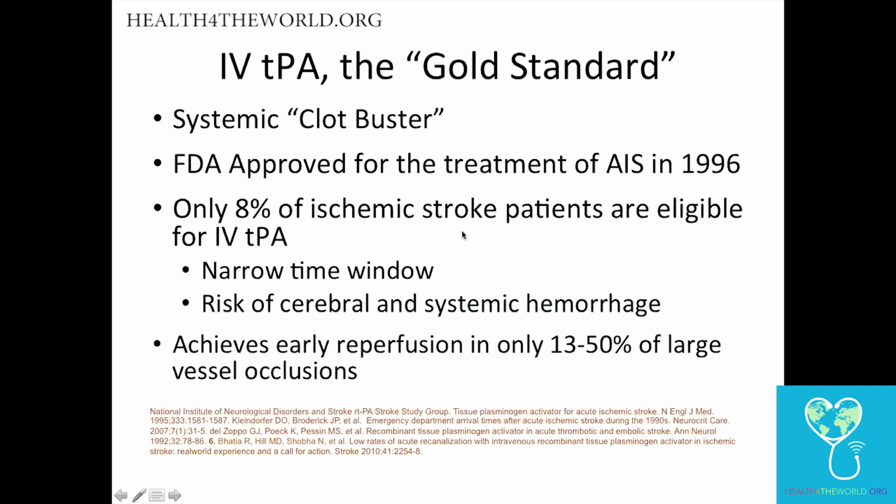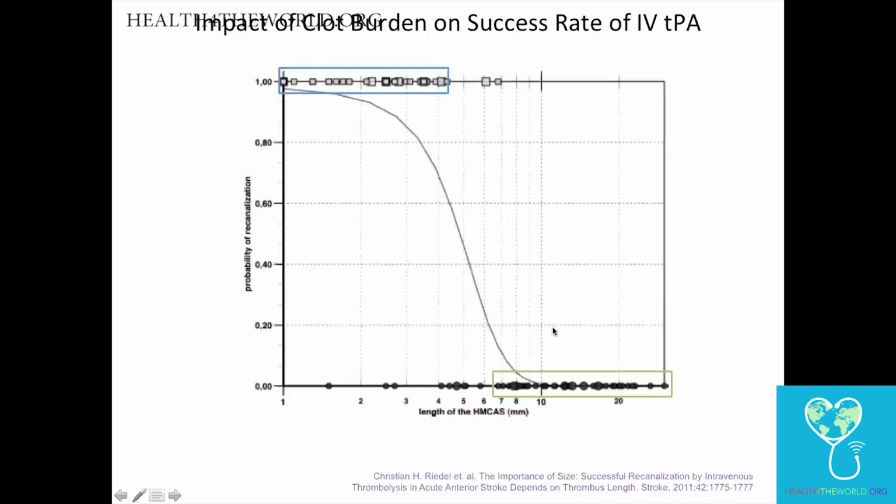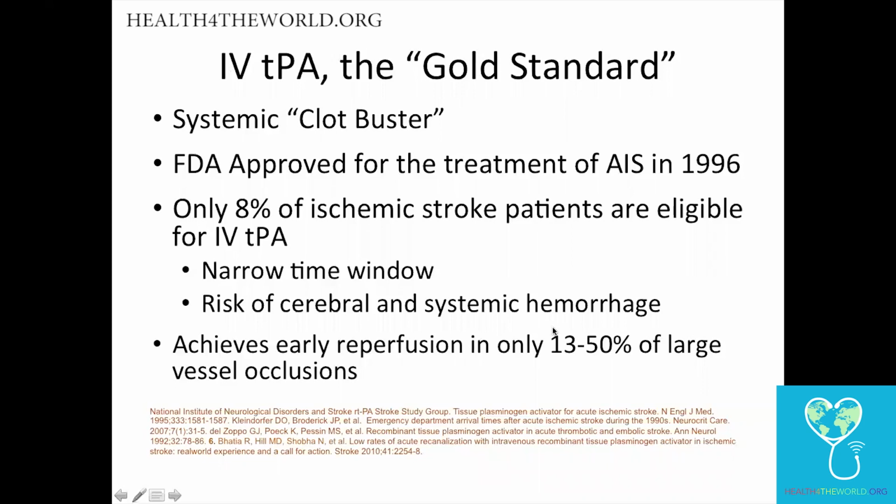So IV-TPA is the gold standard. This has been around since 1996. And there's a lot of level 1 data that suggests that this is really an excellent medical innovation for patients with acute ischemic stroke. The problem with IV-TPA, of course, is that it can only really be applied in a small number of patients because of its extremely narrow time window, and the fact that when given outside of that time window, your risk of symptomatic hemorrhage certainly goes up.